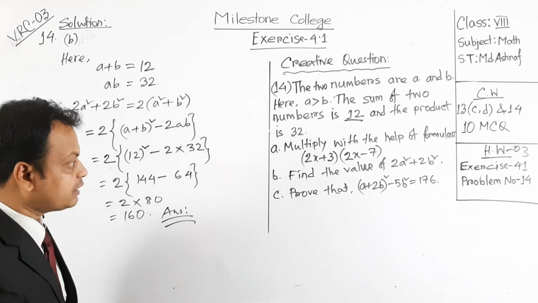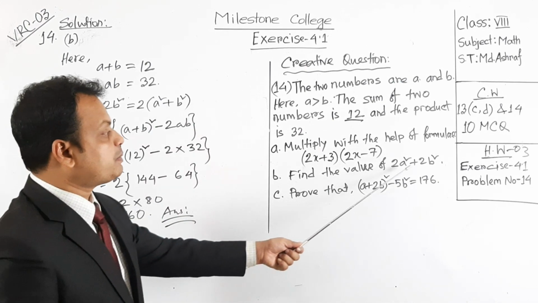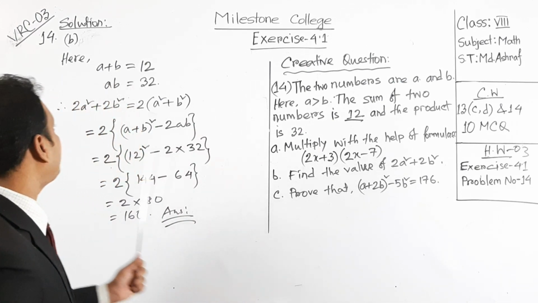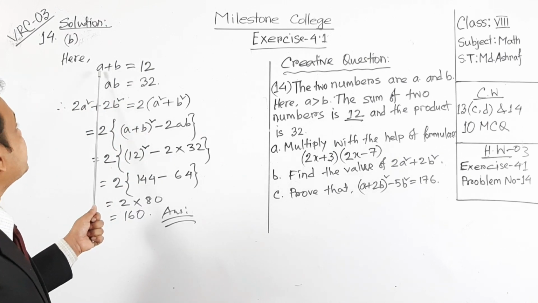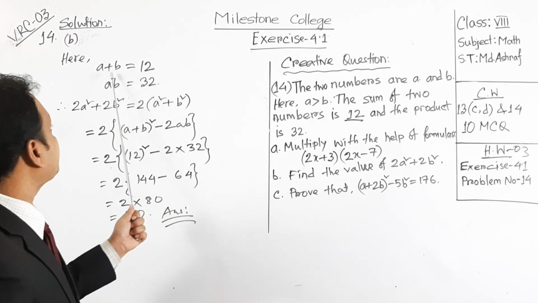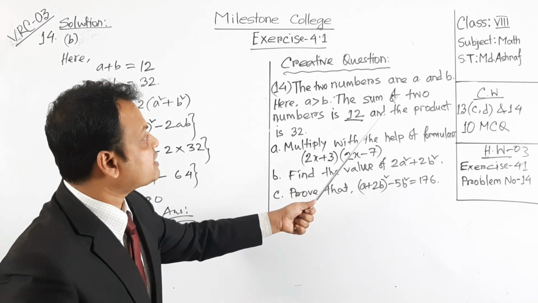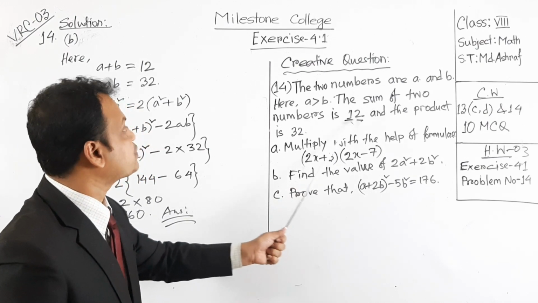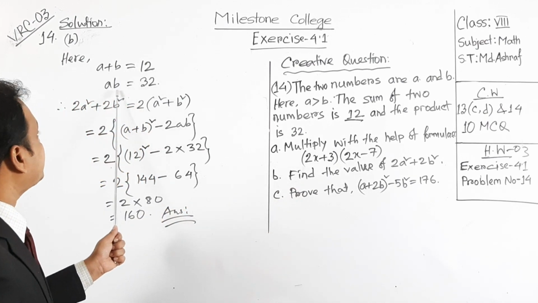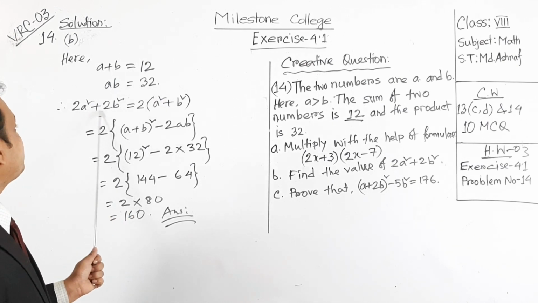So look here, the expression 2a square plus 2b square, you have to find its value. We have got a plus b equals 12. The sum of the two numbers is 12 and the product is 32. Now we will find the value.